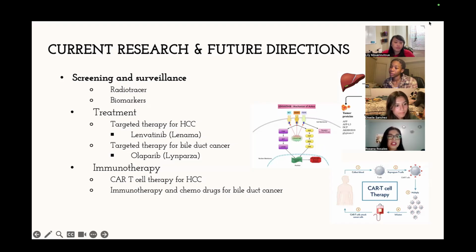For immunotherapy, there's CAR T cell therapy, which is currently being tested for adults with advanced HCC, in which a person's own immune cells are removed and modified in a lab so they can better recognize and attack this type of liver cancer. For bile duct cancer, current research includes combining two different types of drugs, an immunotherapy drug like Keytruda and a chemo drug like Capox, to help shrink or stop the growth of tumors. And there are actually very good results. About 80% of patients have reported improvement when combining these two types of medications. Next slide, please.